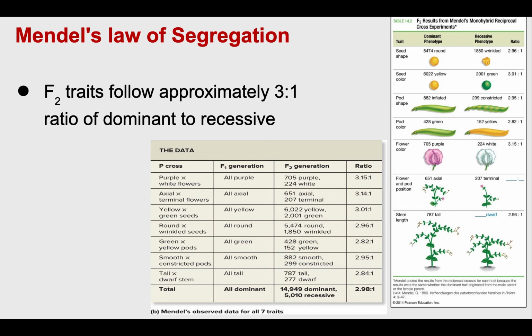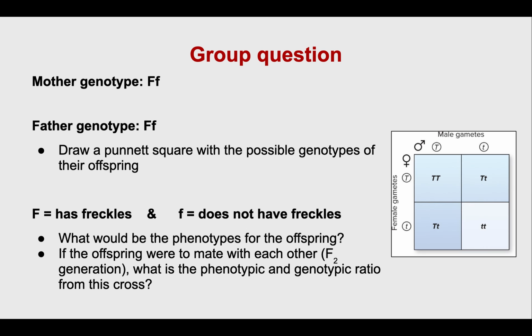Also, with the principle of segregation, this F2 generation is going to follow approximately the 3 to 1 ratio of dominant to recessive that we saw. This is exactly what Mendel saw. I put both images up here. They both say the same thing; this one just has the pretty pictures associated with it. If we look at the ratios here, they're all about a 3 to 1 ratio. So dominant is going to be present in a 3 to 1 ratio.